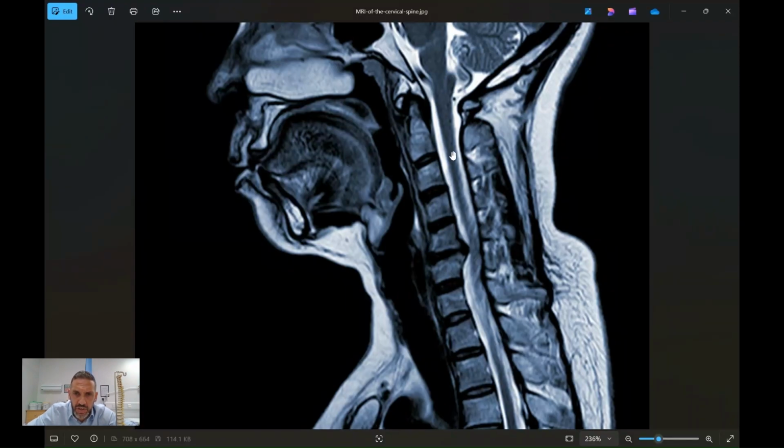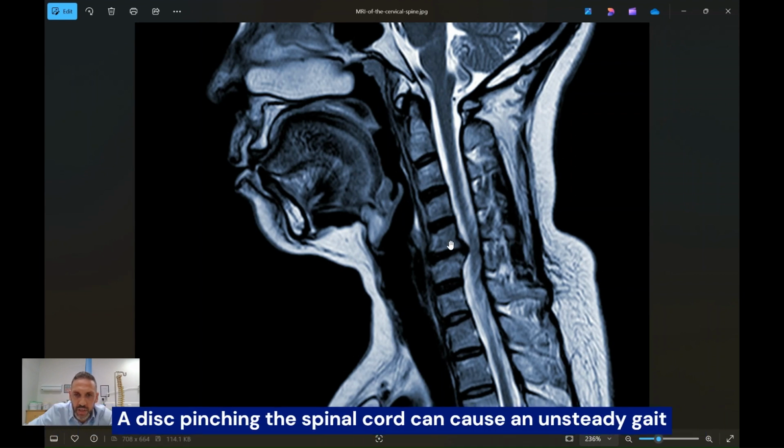This is the structure that lies inside the spinal canal in the neck area of the spine and the thoracic area of the spine. And it sends messages directly from the brain up here all the way down the spinal cord. It transmits those messages, those signals. So this is the front of the neck, the back of the neck. If anything is blocking the flow of those messages here, such as a disc pinching the spinal cord, up here in the neck or lower down in the thoracic spine, that can also give you an unsteady gait.